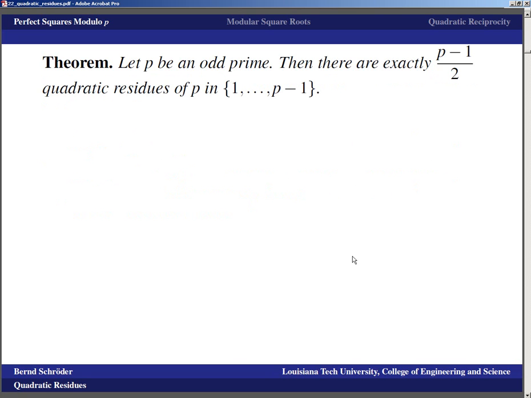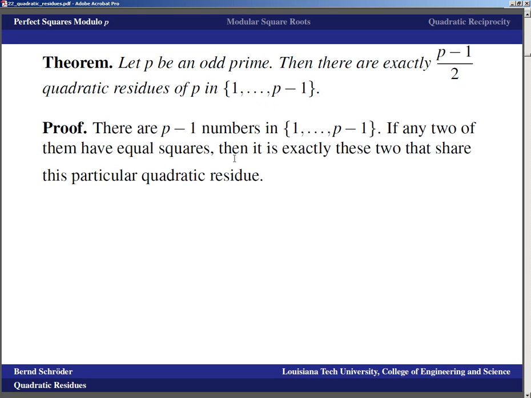Okay. So that can now be used to show that when p is an odd prime number, then there are exactly p minus 1 over 2 quadratic residues of p in the set from 1 through p minus 1. And the way that goes is, we know that there are p minus 1 numbers in the set from 1 to p minus 1. And if 2 of them have equal squares, then it is exactly these 2 that share a particular quadratic residue, right? Because from the previous lemma, we have seen that the equation x squared equivalent to a has either 2 solutions or no solutions. So if any 2 of them collapse into the same square, then it isn't possible for more of them to collapse into the same square.